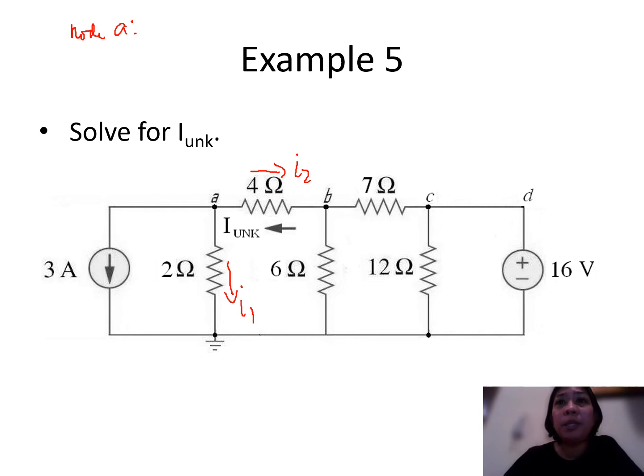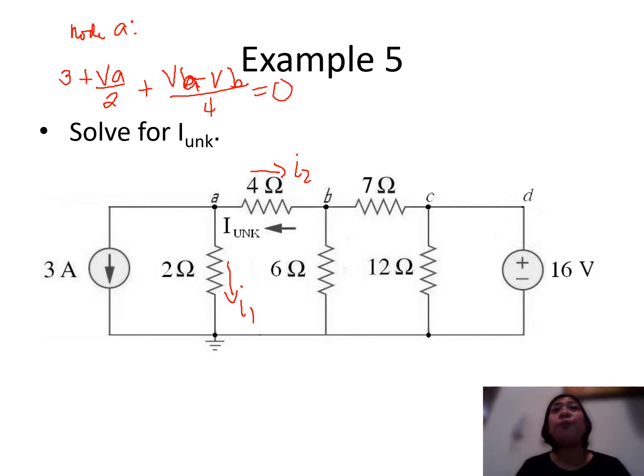Since our 3 amperes here leaves node A, we will be treating this as positive also. Unlike a while ago, since it was entering, we had a negative sign for that. Since we are assuming all leaving currents to be positive and 3 amperes is leaving node A, this is positive. So we have here 3 plus VA all over 2 plus VA minus VB all over 4 is equal to 0. So that is your node 1.